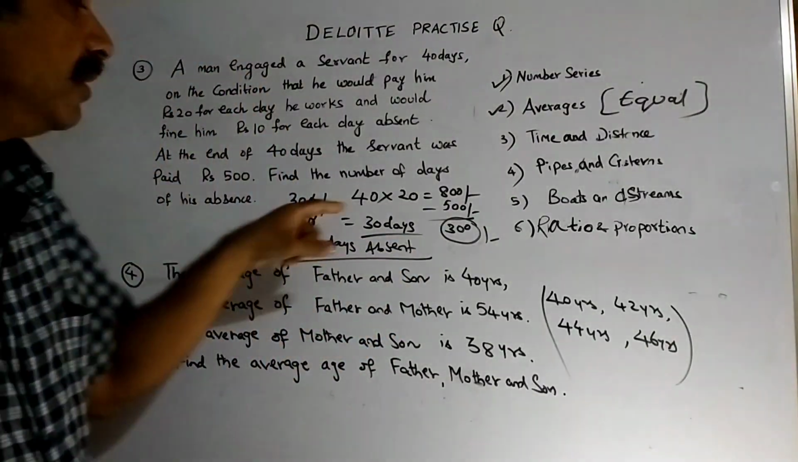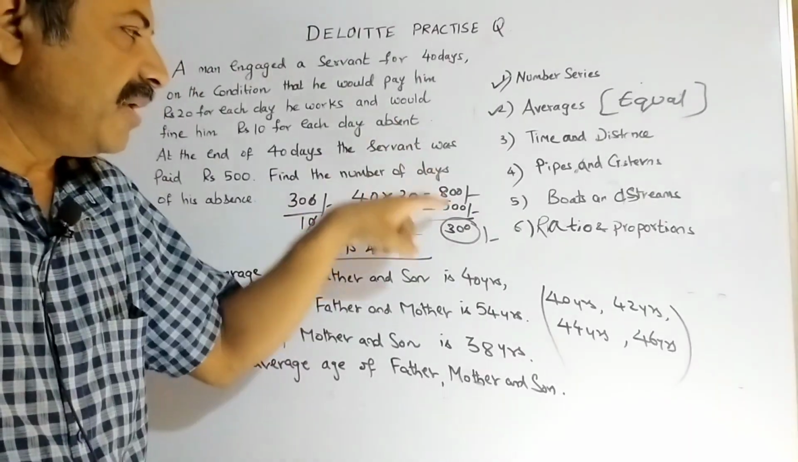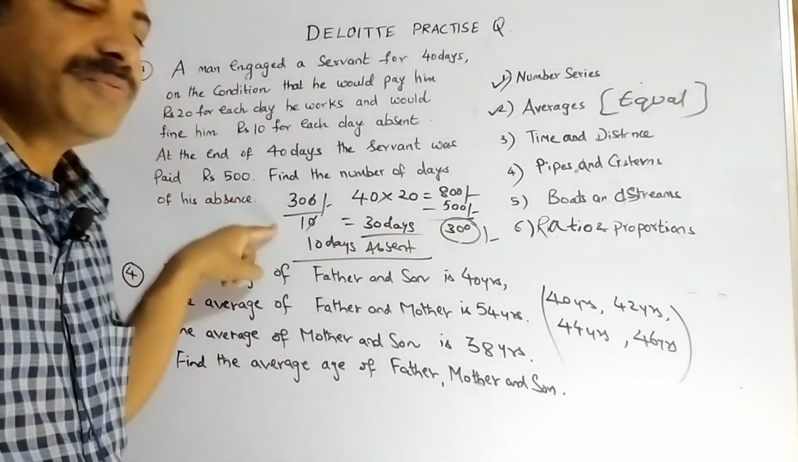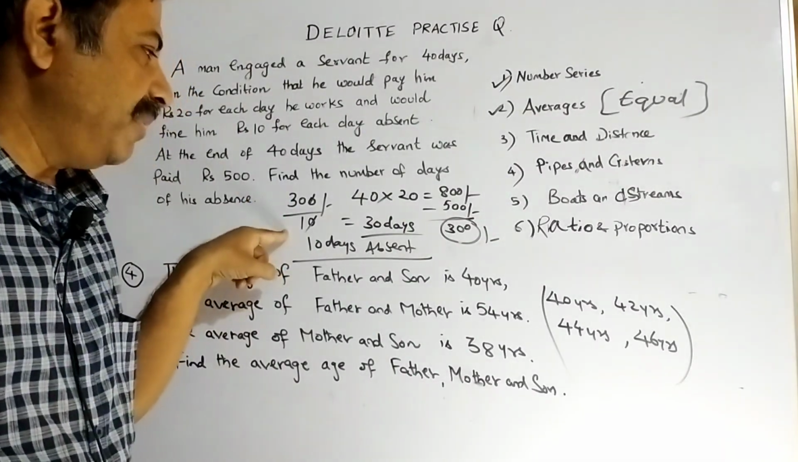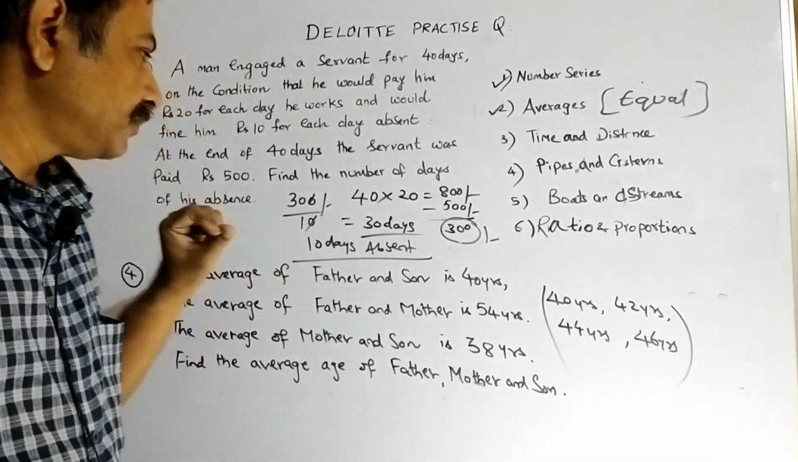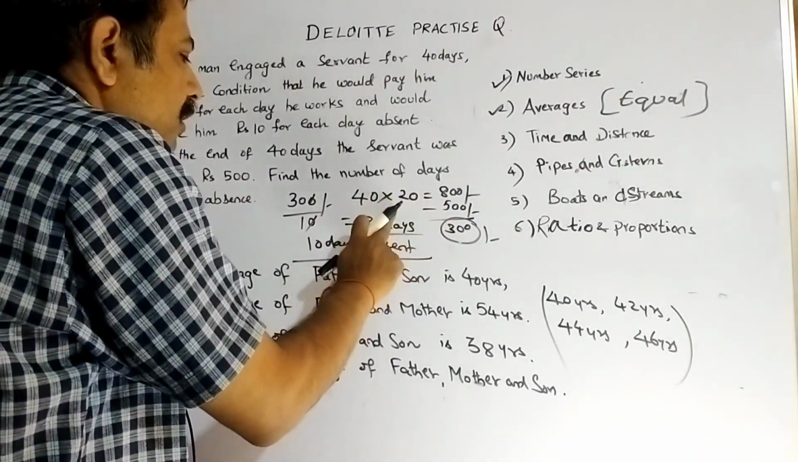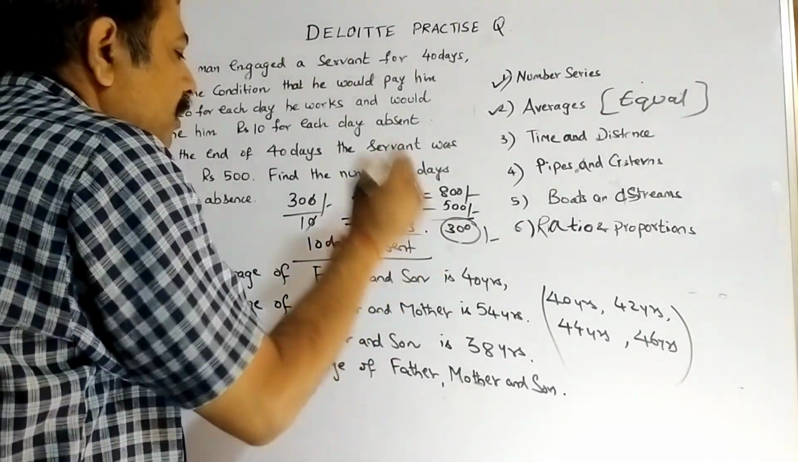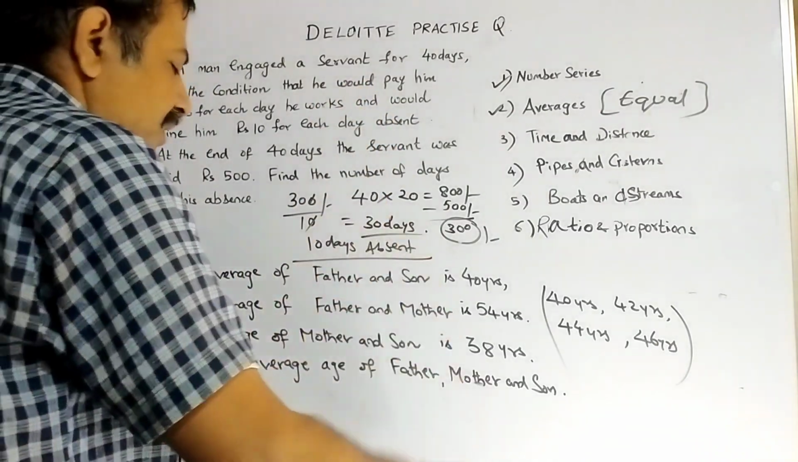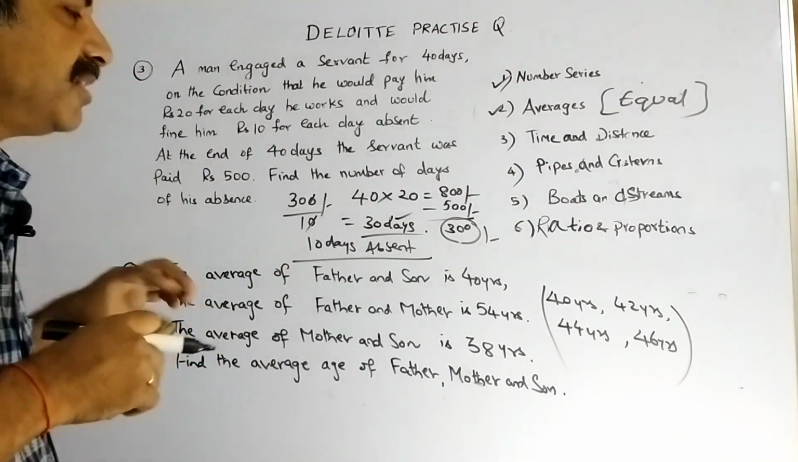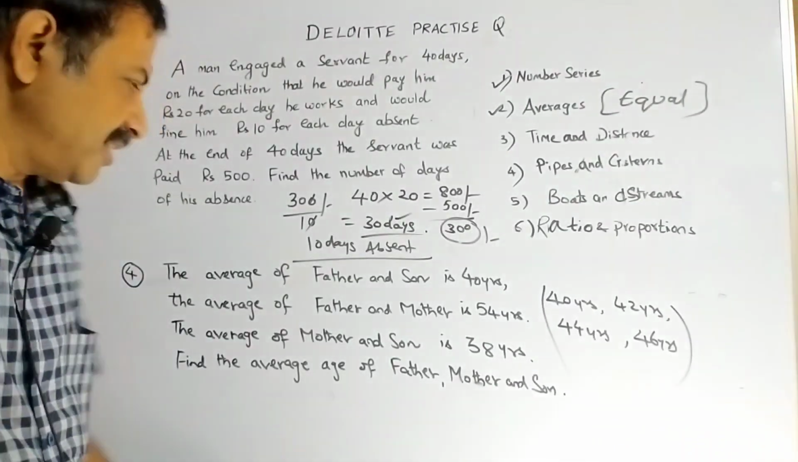So dear students, fully if you work you have to get 800, but you are getting 500, means 300 rupees you are losing. That means 10 rupees for each day. So 300 divided by 10 means 30. So the final answer is: 10 days are absent, 30 days you are present. Let us see the next question.